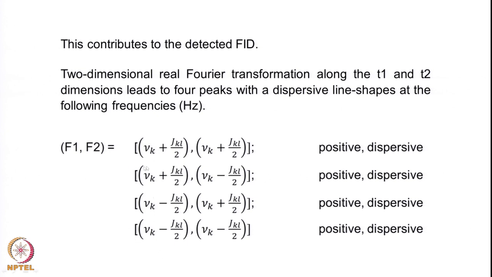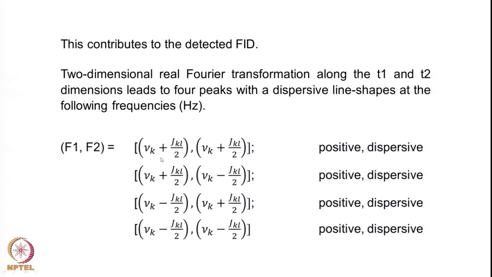Now I write in terms of the frequencies, removing the pi part. So, 4 peaks with a dispersive line shape. Why do I say dispersive line shape? Because these all have sine dependence, and we have seen earlier that if there is a time domain signal which is sine dependent, it will produce dispersive signals.